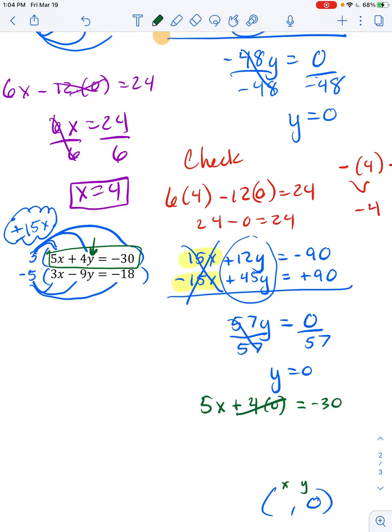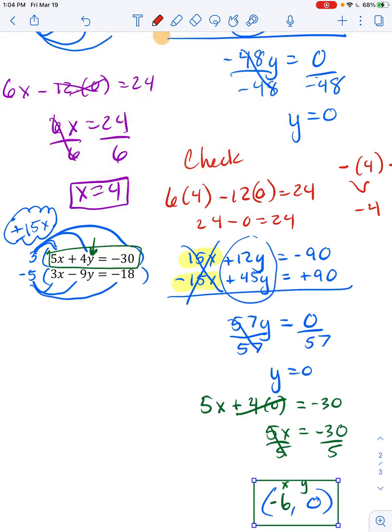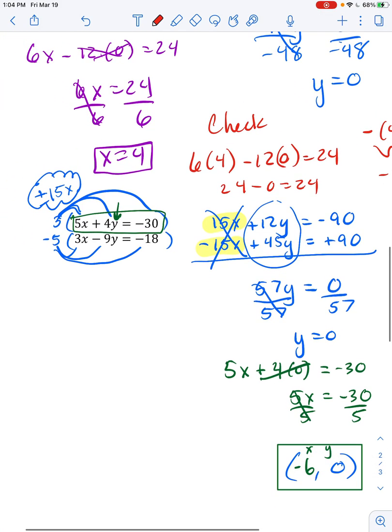4 times nothing is nothing. So I have 5x equals negative 30. Dividing by 5, I get an x value of negative 6. And now all I have to do to be done for the day is check that when I put those numbers in for x and y, I'm going to be able to make both of these problems true.